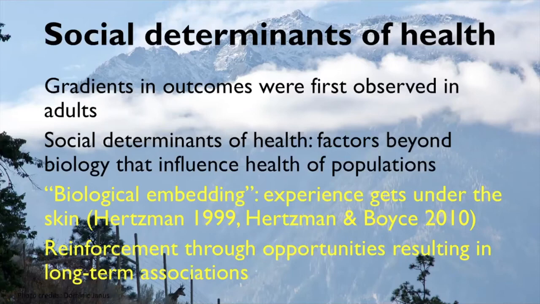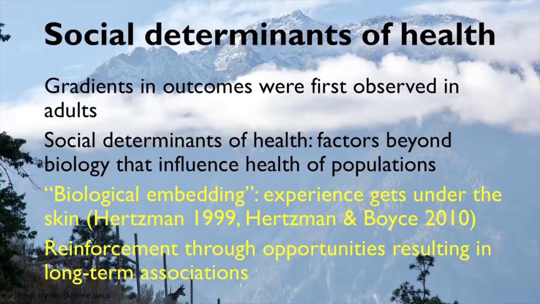researchers noticed that the gradients in outcomes were also evident in children's educational outcomes. Those that were coming from more disadvantaged neighborhoods that had parents with less education were on average faring much worse in later educational careers, for example. The concept of social determinants of health was coming to the fore. And this was to give emphasis that there are factors beyond biology that influence health of population.